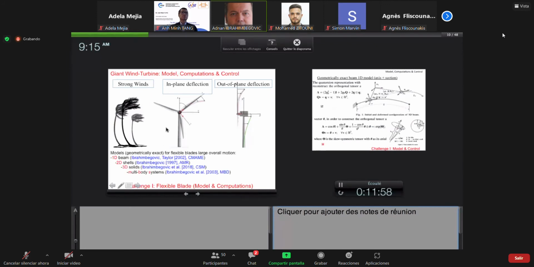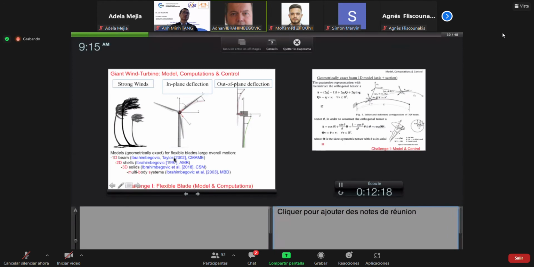I just wanted first to start with an easy way of driving you into this modeling. You can start with the one-dimensional model. This is basically turning this into a so-called geometrically exact flexible beam. These are the works that we've done with one of my former PhD advisors from Berkeley, Bob Taylor, author of the book Zienkiewicz and Taylor, published in 2002 in Computer Methods in Applied Mechanics and Engineering.